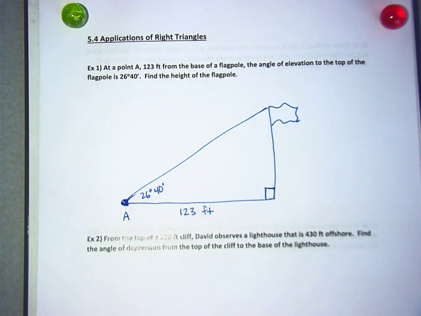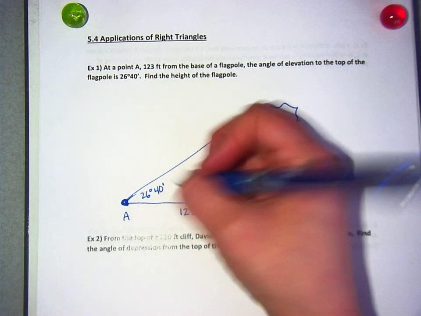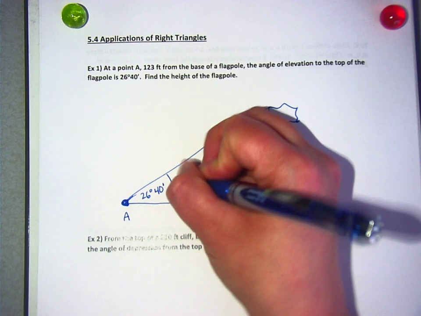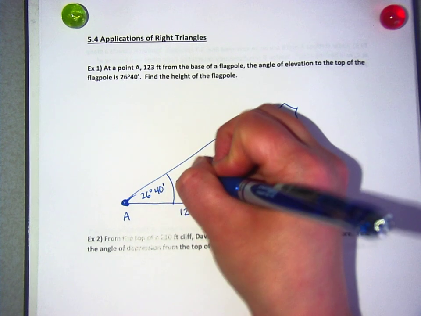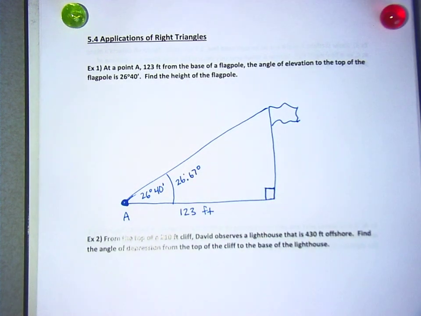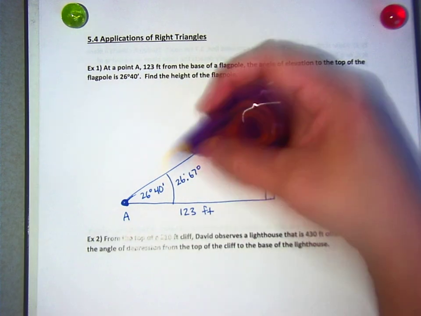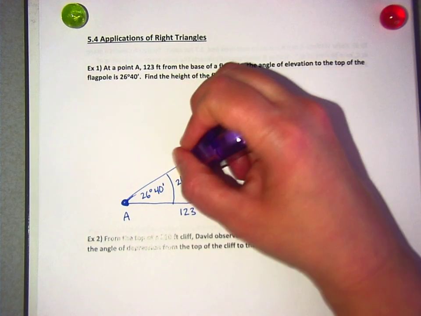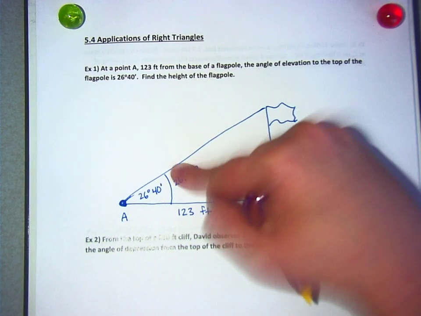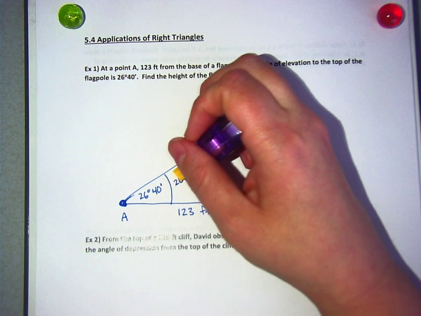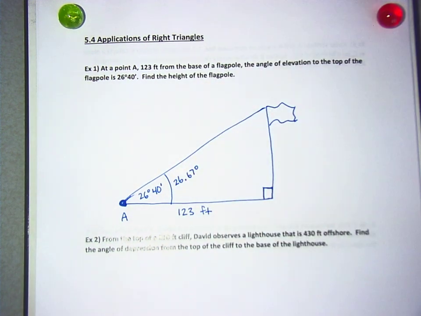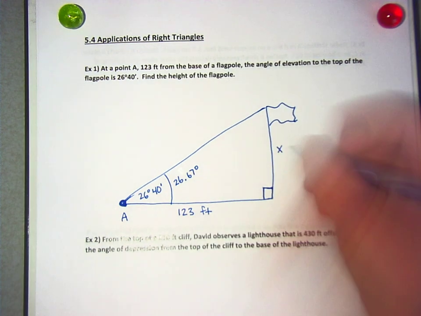Now, I hate being in degrees and minutes, so let's change that right away. How do I change that into decimals? Right. Everybody take 40 divided by 60 in your calculator. Most of you probably already know that that's how much? 0.666666666, otherwise known as 2/3 or the devil's number, I guess. 26.67 degrees. Okay, and then we're supposed to find the height of the flagpole.